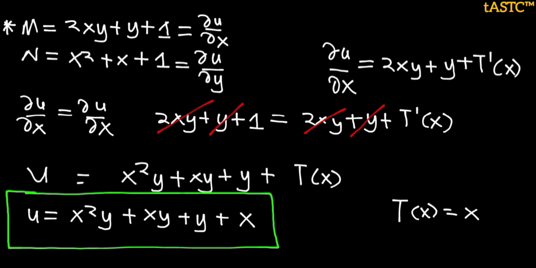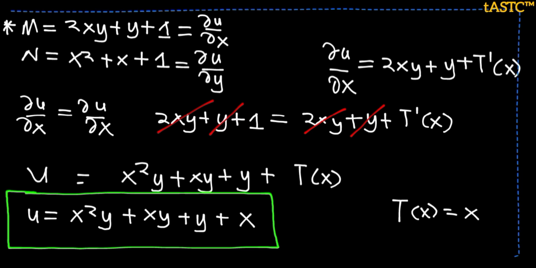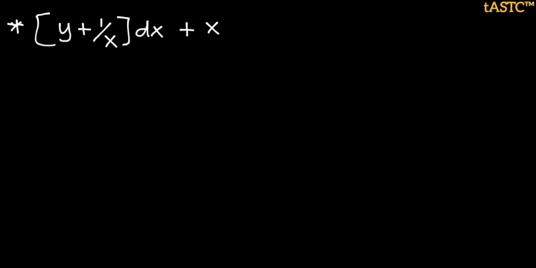Now let us try another one. Try this one. If you got y plus 1 over x dx plus x dy equal to 0. So first you need to find out, is this going to be an exact equation or not? And if it is, how can you solve it?